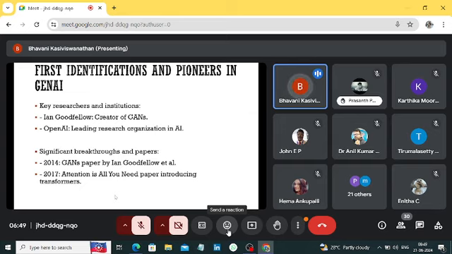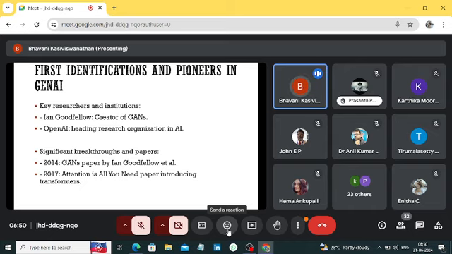So first, identification and pioneers in Gen AI. Key researchers and institutions: Ian Goodfellow, creator of GANs. Ian Goodfellow was the first one who created the concept of Gen AI by creating two neural networks inside a neural network, a generator and a discriminator, and giving them data, and it will conclude the result by itself without human intervention.